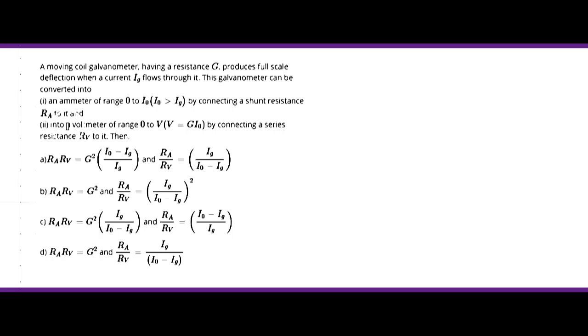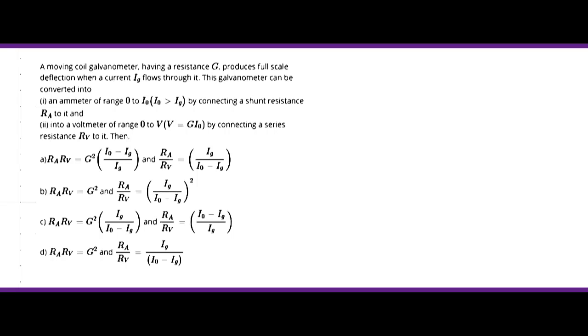Second, into a voltmeter. So they have basically given the conversion of a galvanometer into an ammeter and a voltmeter, and they have specified the corresponding values also. Based on this we need to solve the problem and choose which of the options A, B, C or D is correct.